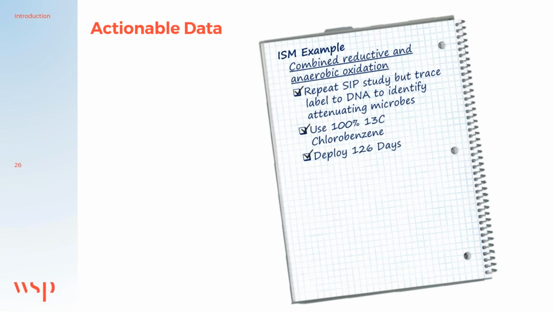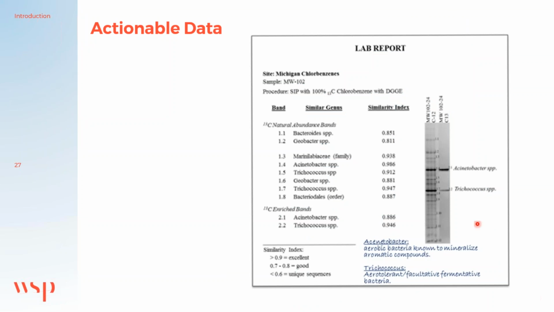So we basically repeated the study at our site, but we used 100% C13 labeled chlorobenzene so that we could provide a strong enough signal to trace the labeled DNA into the attenuating microbes. We did trace the label into the DNA. The DGGE track on the right, that's this over here. Sequencing the bands of similar DNA showed that the predominant attenuating microbe was from the genus Acinetobacter. Acinetobacter is an obligate aerobe, definitively showing that the degradation pathway at this site was not anaerobic oxidation.